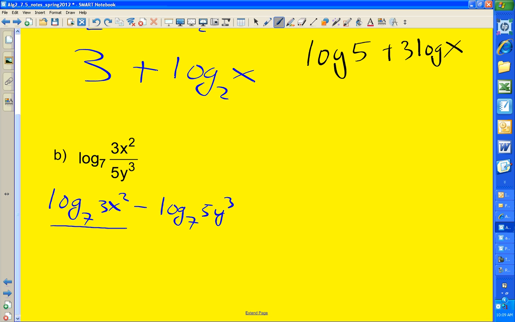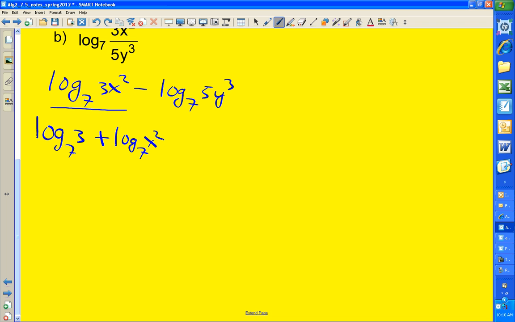Okay, so log base 7 of 3 plus log base 7 of x squared. And that's how we handle the product property for that. What do you do with the 2 on your x squared?